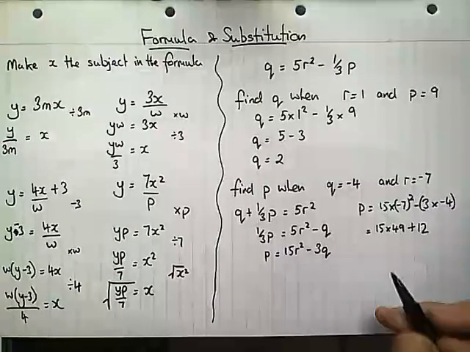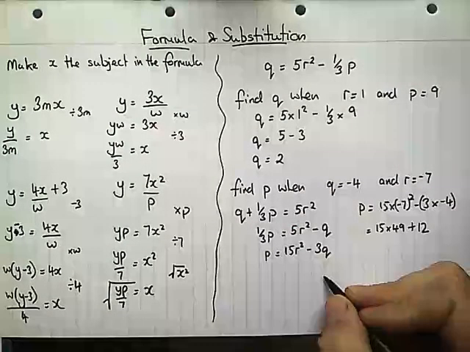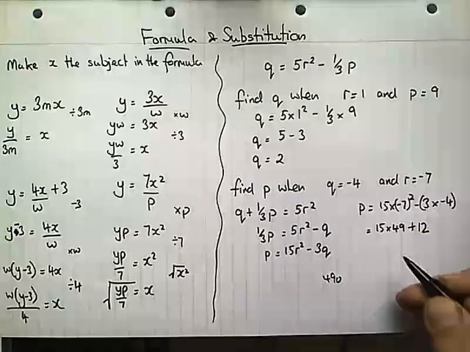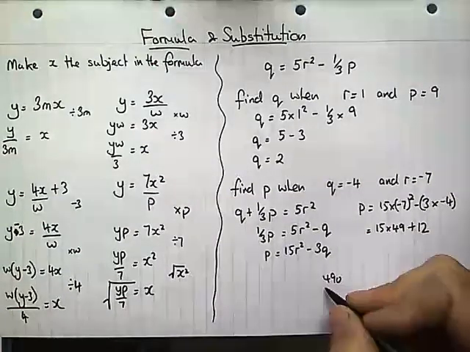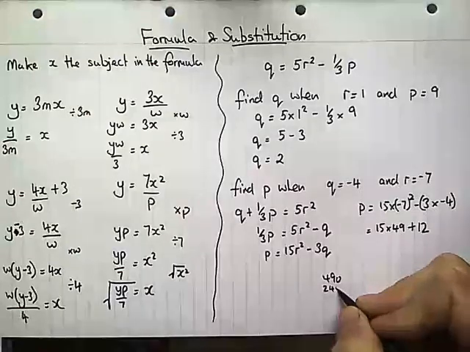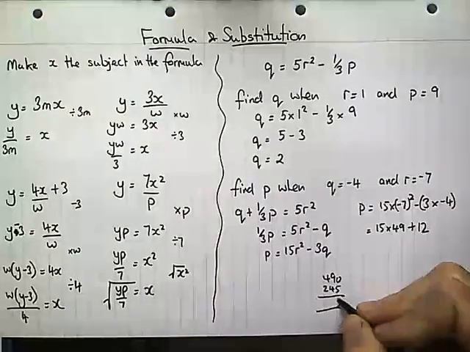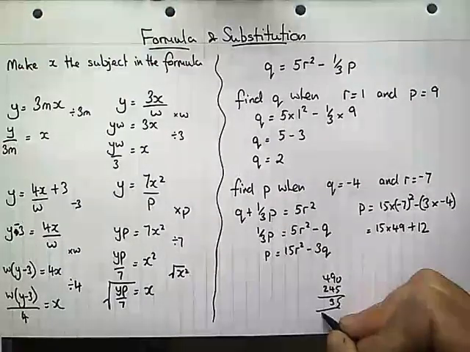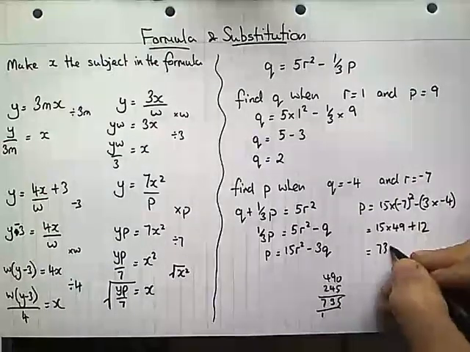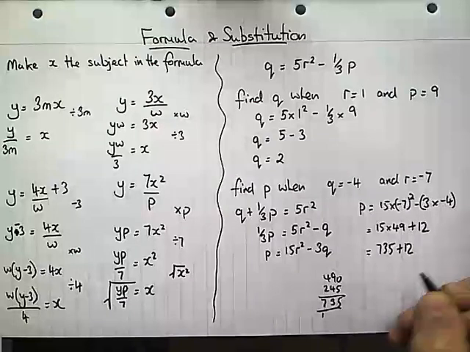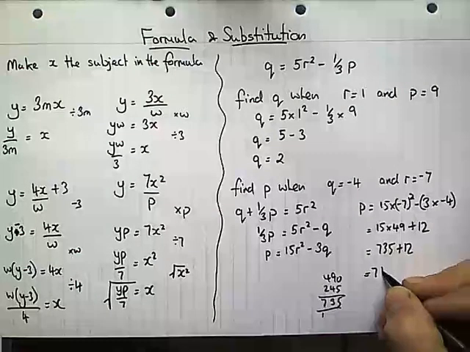So I just need to work out what 15 times 49 is. Well, 10 times 49 is 490. So 5 times 49 will be half of this, which is 245. Add the two together, 735. Plus the 12, we get 747.